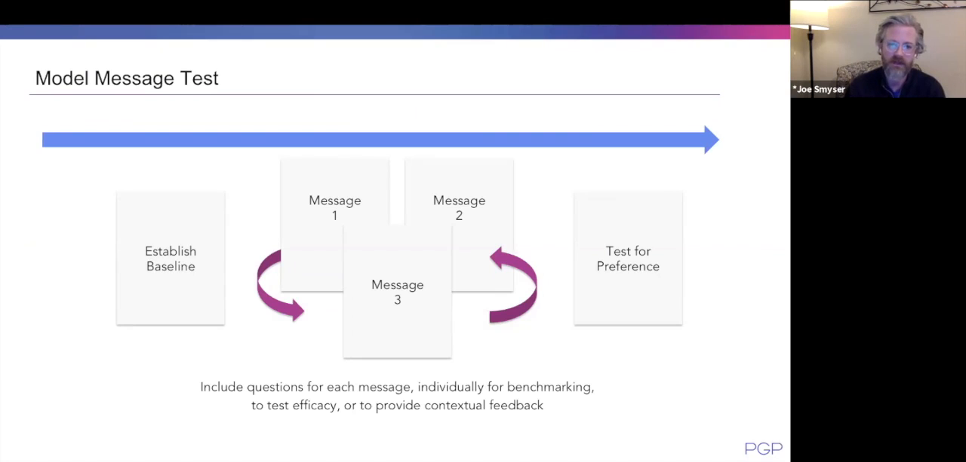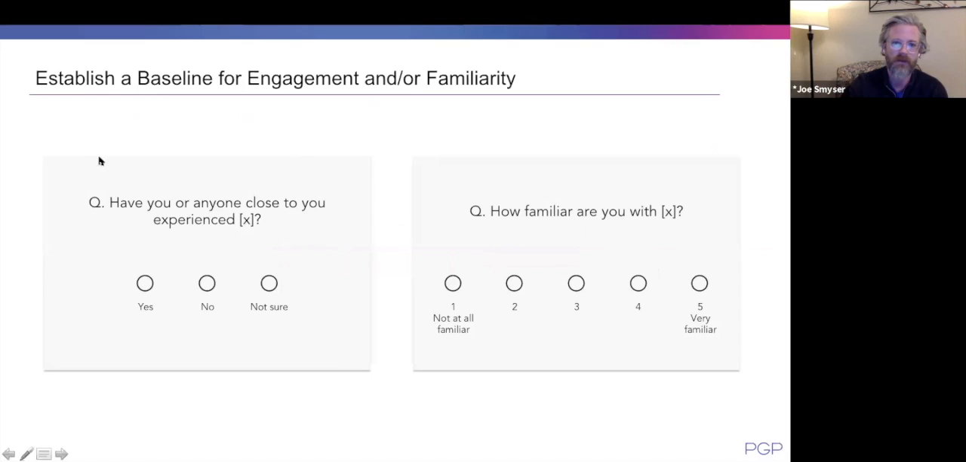So establish the baseline, include questions for each message, and then test for preference. And again, I'll show you some examples of what I mean here. But here's an example of baseline. Have you or anyone close to you experienced X, experienced whatever we're talking about? And they answer yes, no, or not sure. Or how familiar are you with this topic? And then we have a scale from 1 to 5.